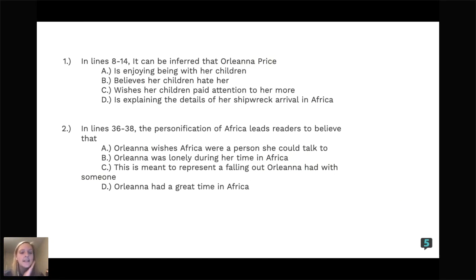And that's no good. But that is not the right answer, because answer choice B is a better answer. And that's what College Board is looking for. They're looking for the better answer. And then answer choice D, Orleana had a great time in Africa. If you even looked at the passage remotely, this is not the right answer at all. I put that on there as kind of like a gimme.